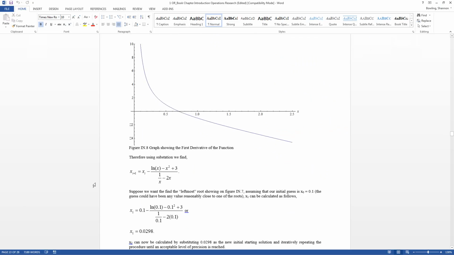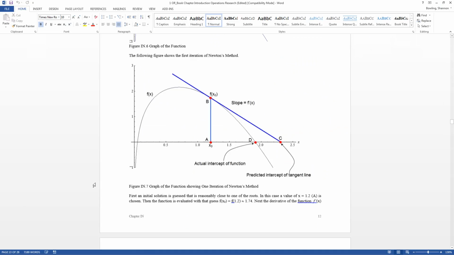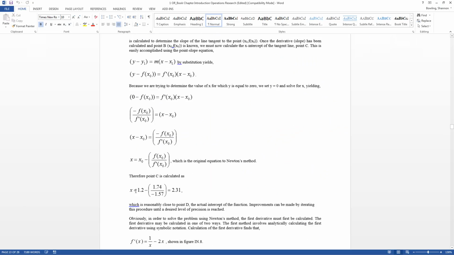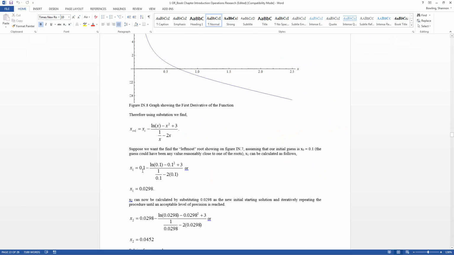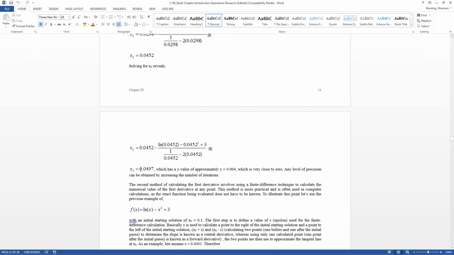All right. Now let's suppose we wanted to find the leftmost root, which would be over here. We know it's a value of about 0.05. So I'm going to plug in a guess of, say, 0.1. And when I plug in a guess of 0.1, see how I get a value of about 0.0452, and then doing the next iteration, it gets closer and closer and closer.